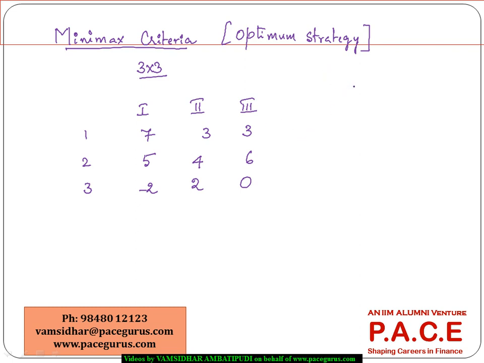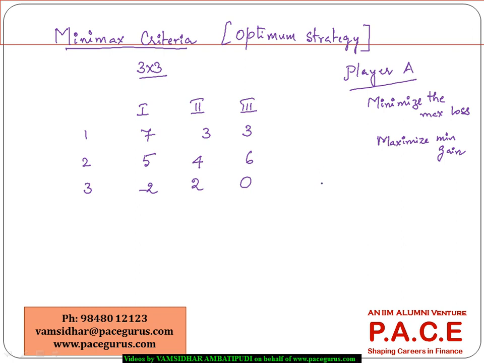Now let's try to apply the minimax criteria from the player A's standpoint. Now the intention here is to minimize the maximum loss. Minimax is nothing but minimize the maximum loss, and maximin is maximize the minimum gain, right? Now if I really have to see what it means, let's see from this game.